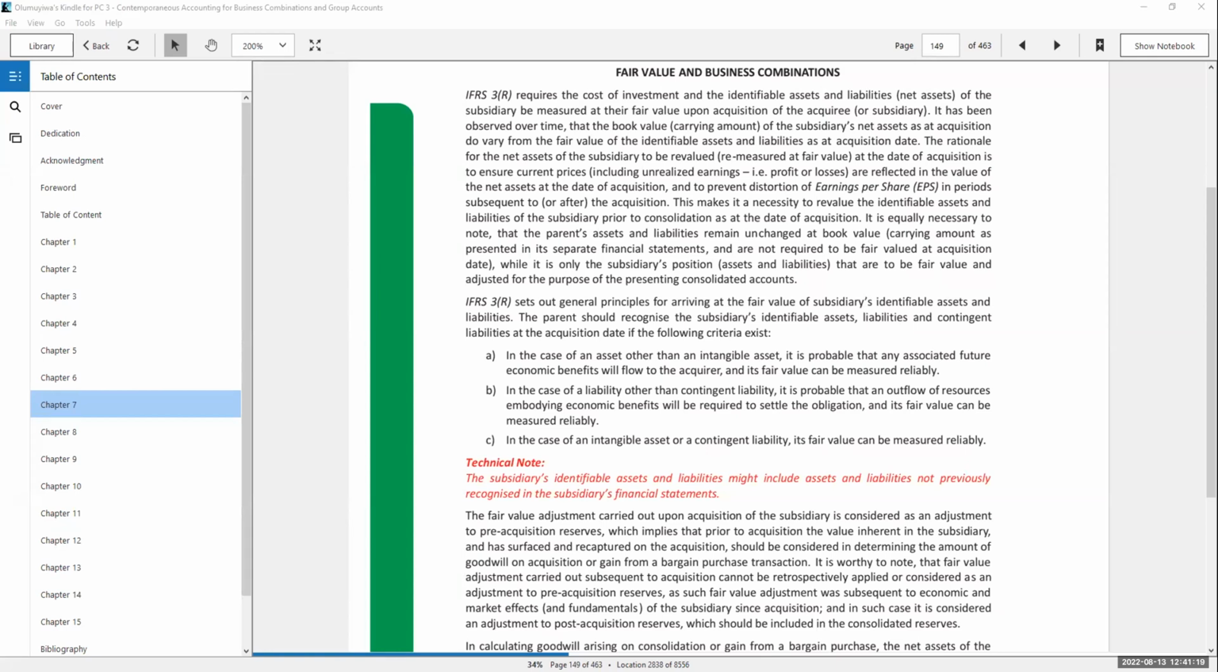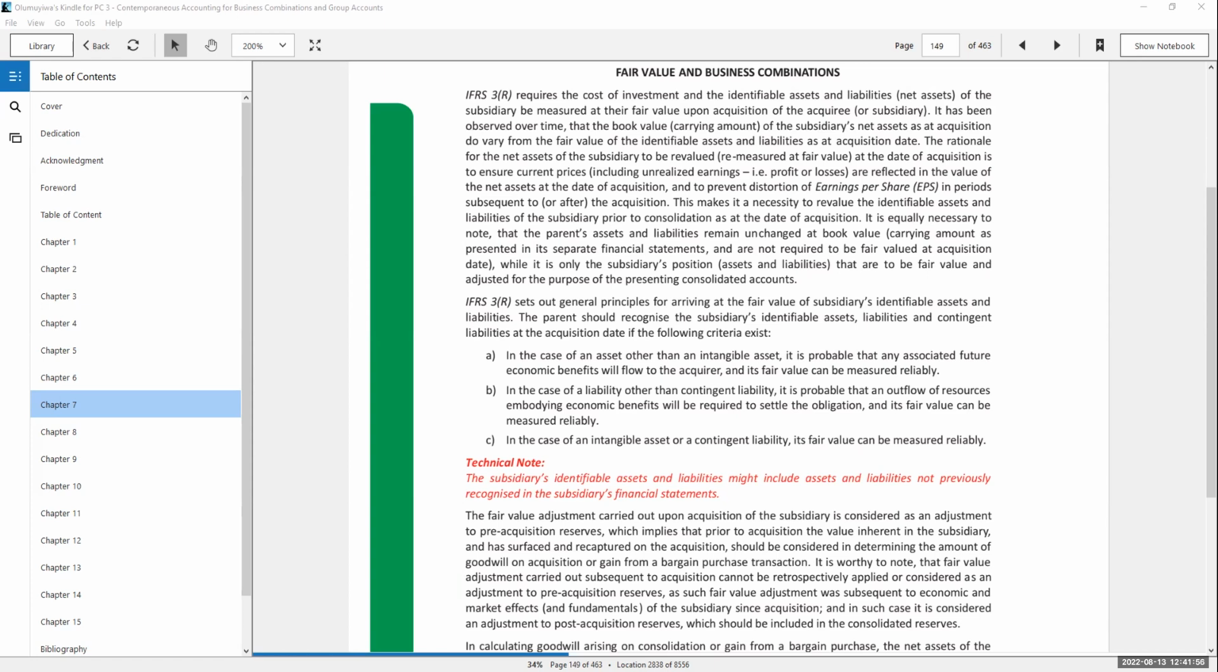The rationale for the net asset of the subsidiary to be remeasured at fair value at the date of acquisition is to ensure current price, including unrealized earnings, that is, profits or losses, are reflected in the value of the net asset at the date of acquisition, and to prevent distortion of earnings per share in periods subsequent to the acquisition. This makes it a necessity to revalue the identifiable assets and liabilities of the subsidiary prior to consolidation as at the date of acquisition.